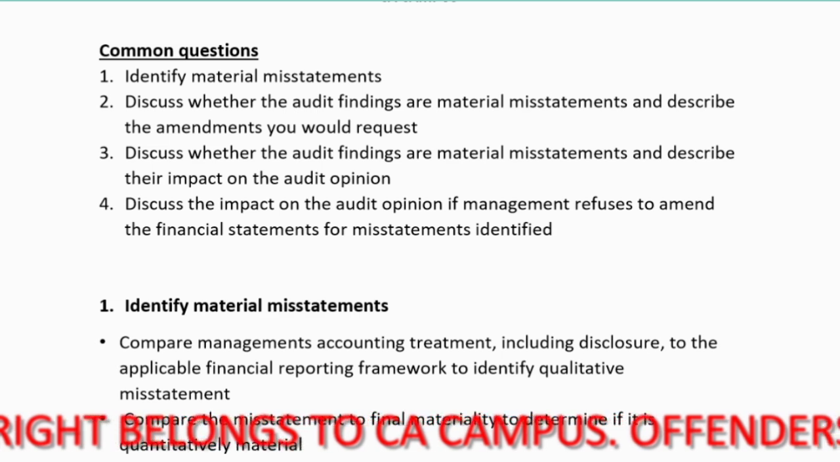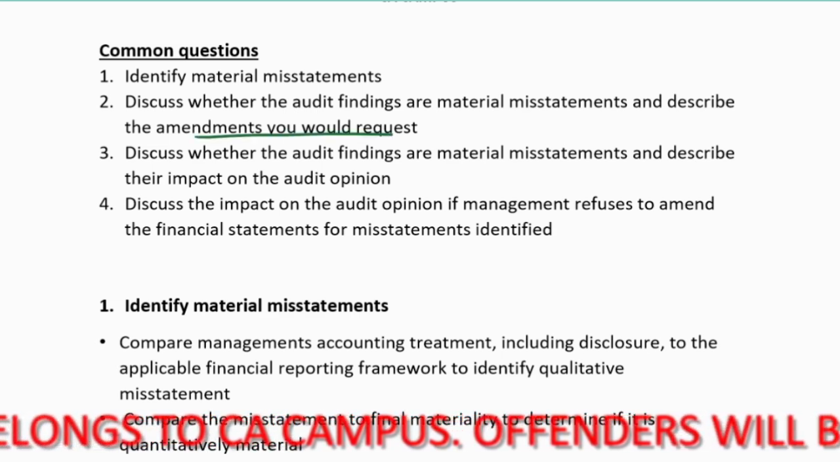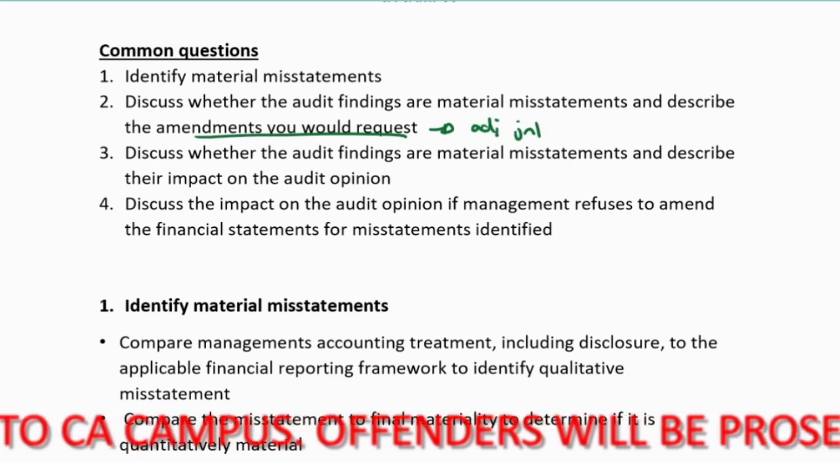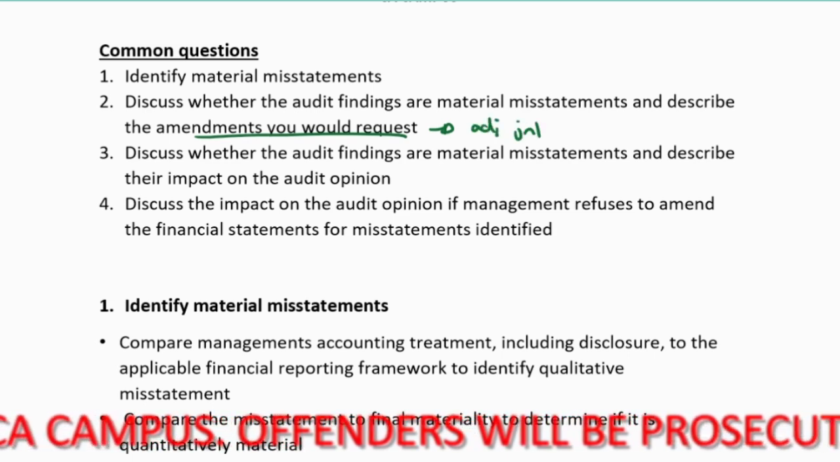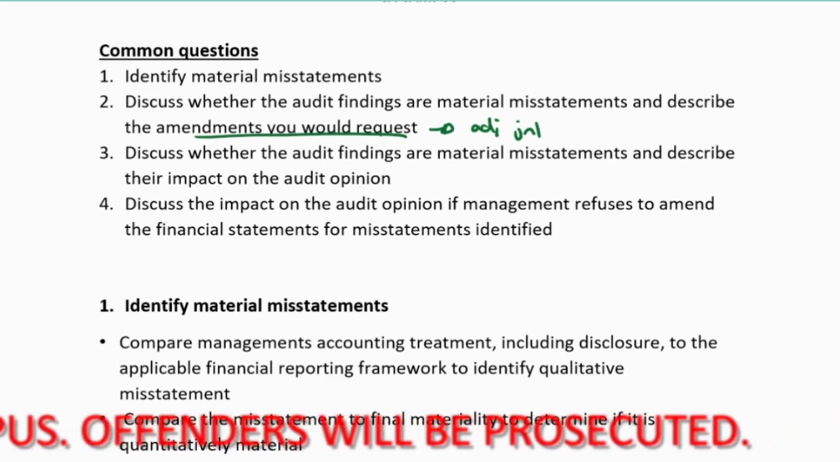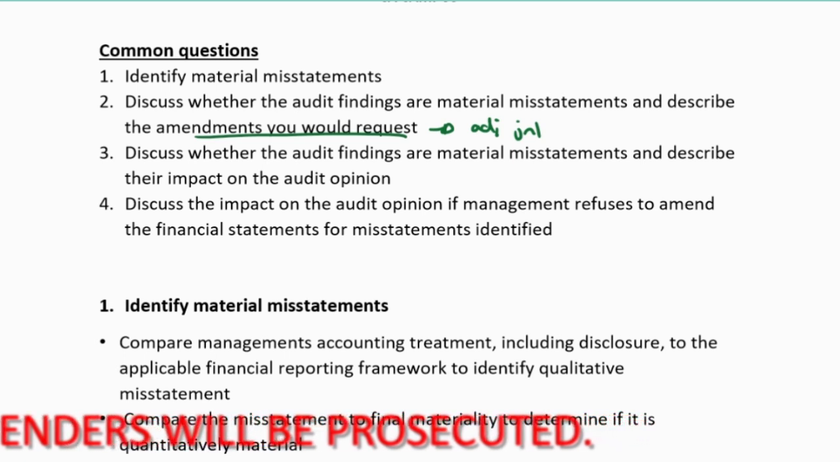So then you need to give the adjusting journal. So the additional point here would be to give the adjusting journal to make sure the misstatement was corrected. Once again, we've already discussed that in part of our process. Step 3 it was. Or discuss whether audit findings are material.